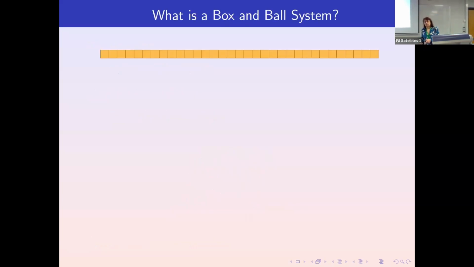So what's a box and ball system? Well, I'm going to take a string of boxes going from minus to plus infinity. And in the boxes, I'm going to put some balls. I'm going to assume I've got a finite number of balls. You don't have to assume that, but there you have it. And then I'm going to evolve the system.